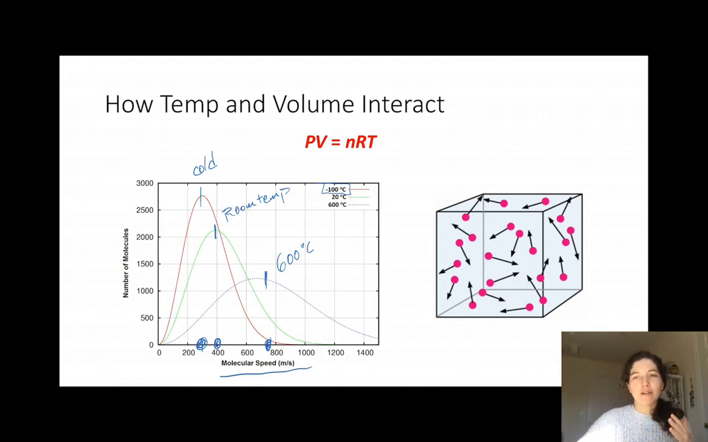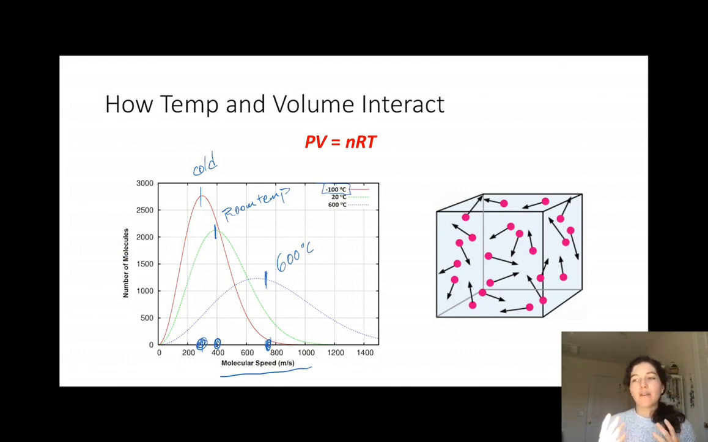And so this is going to affect our volume. If our molecules are moving faster, they're hitting the walls more frequently because they're zipping around as opposed to really slowly going. And so this is actually going to expand your container. So again, a balloon example is really great. A balloon's a really good visualization for these gas laws.